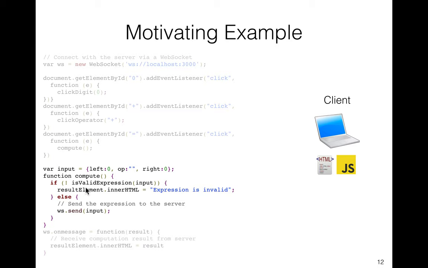The client checks whether the expression is valid before sending it to the server, and if it finds that the expression is not valid, for example because it uses an unknown operator, the expression is not sent and a warning is instead shown to the user.